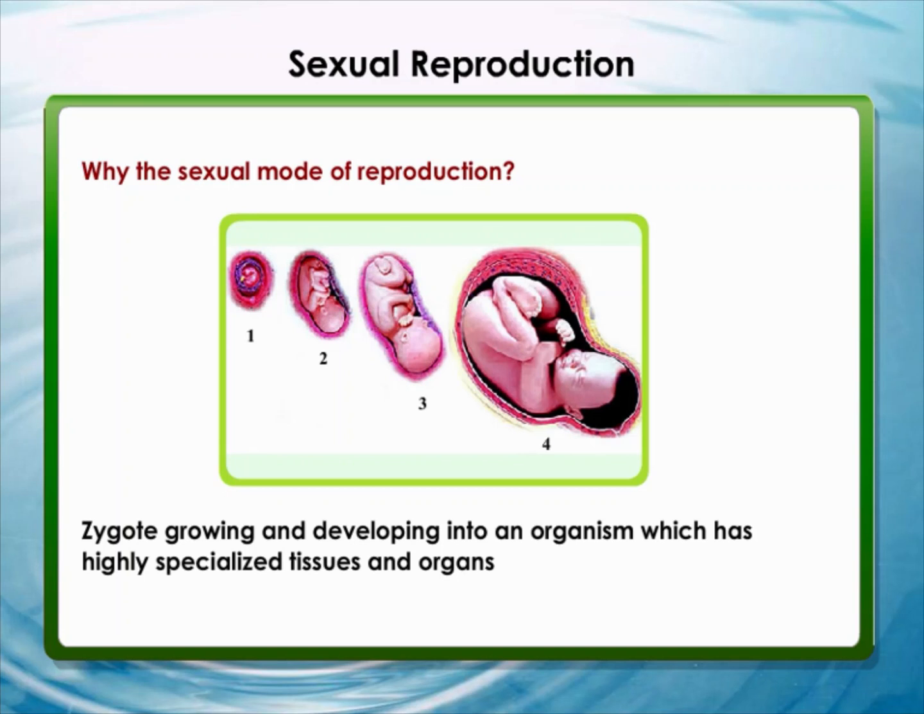If the zygote is to grow and develop into an organism which has highly specialized tissues and organs, then it has to have sufficient stores of energy. In very simple organisms, it is seen that two germ cells are not very different from one another and may even be similar. But as the body designs become more complex, the germ cells also specialize. One germ cell is large and contains the food stores, while the other is smaller and is likely to be motile.